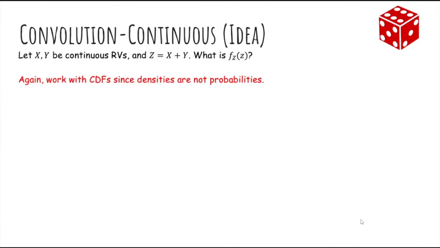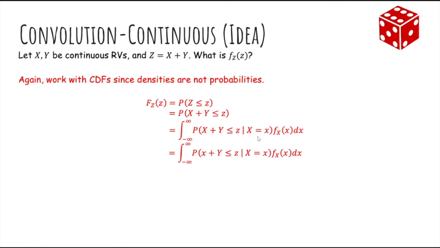This time we need to work with CDFs because densities are not probabilities. So we're interested in the CDF of Z, that's the probability that Z is less than or equal to some value little z. Because Z is X plus Y, plug that in. We can use the law of total probability to integrate over all possible values of x of the probability of X plus Y being less than or equal to z given the value of little x, times the density of X there. Because we're conditioning on X having a particular value, let's plug that value in, little x here. Now move Y to the left side only, and we have the probability that Y is less than or equal to little z minus little x.